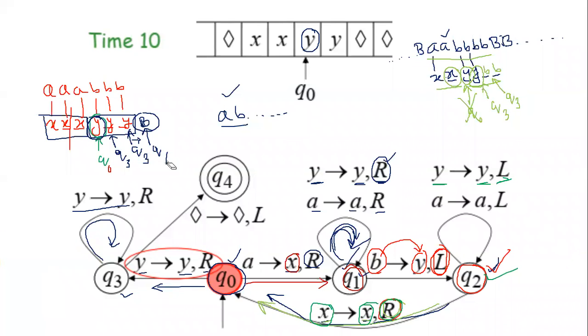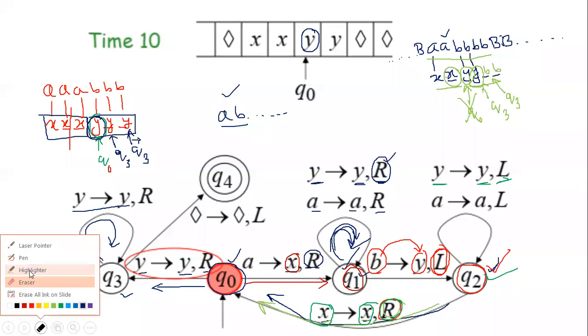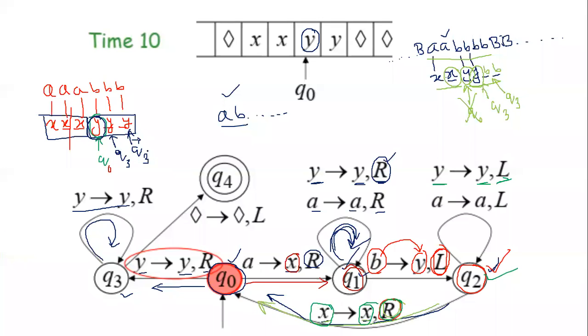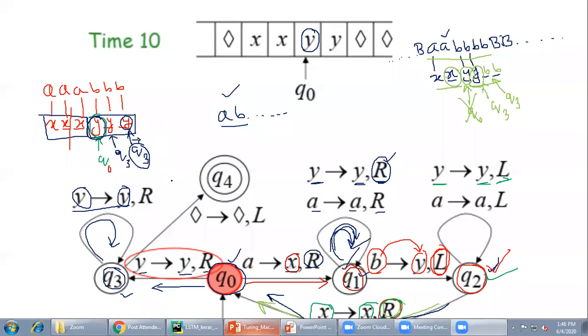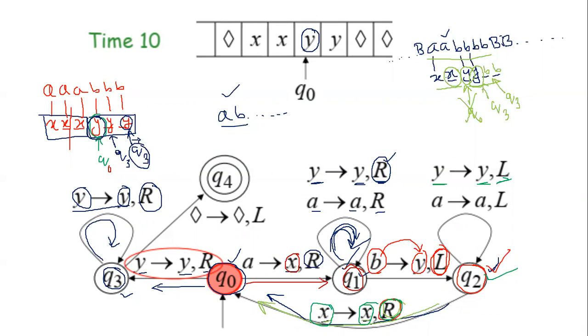No, you are wrong. We are just trying to understand this Q3 part. You are in Q3 and you have got Y. You see, you are in Q3, you got a Y, and you will remain Y as it is. And then you will change your direction to right.